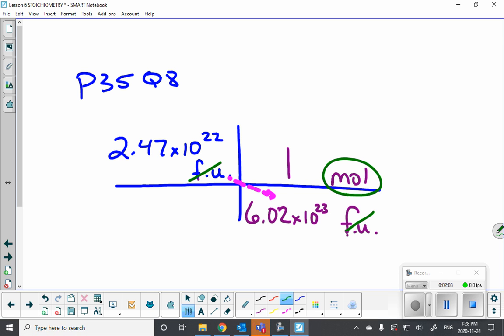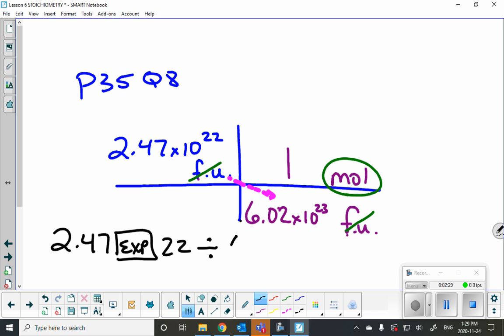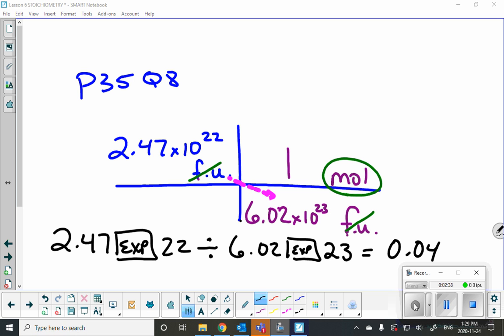When numbers are top and bottom, the math function that you hit on your calculators is divide. So I want you guys on your calculators, and I'm going to write down the calculator presses here. You're going to write 2.47, and then I want you to find that EXP or E button, 22. This tells us that 2.47 times 10 to the 22 is one number, not a series of math functions, okay? Then we hit divide because this number is on the bottom, and we end on 6.02, and again hit that EXP or EE button, 23, and then we hit equals. So this will give us an answer of 0.04 moles. I know the answer is moles because it's the only one that I didn't cancel.